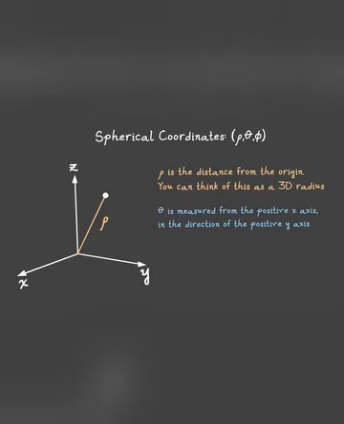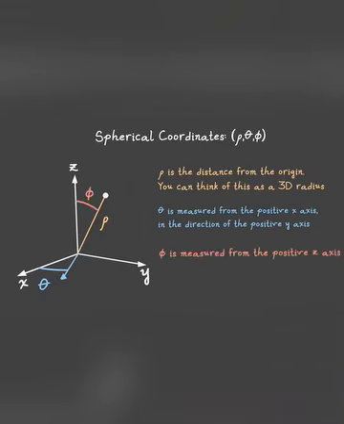Theta is measured the same way that it is in polar or cylindrical coordinates, where we start from the positive x-axis and we rotate towards the positive y-axis. You're probably more used to seeing this in 2D space, so make sure that you're starting it at the right position with the positive x-axis and sweeping towards the y-axis.